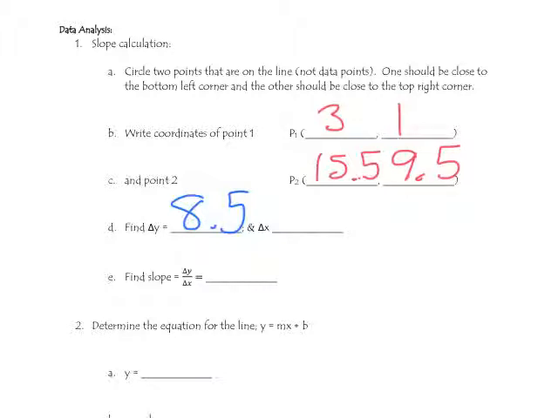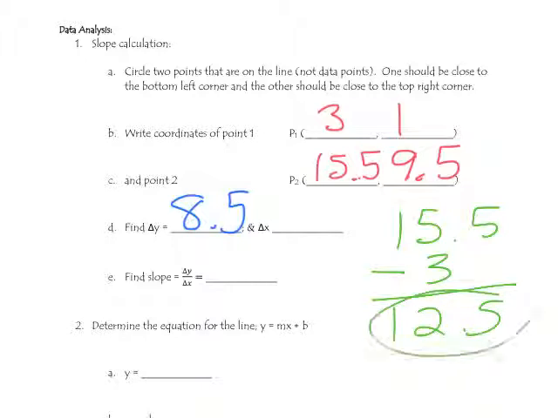The next thing I've got to find is my change in x, so that's these two values. That's 15.5 minus 3. So I'll write this down: 15.5 minus 3, and that's going to give me 12.5, which is what I'm going to put down in that box right there.